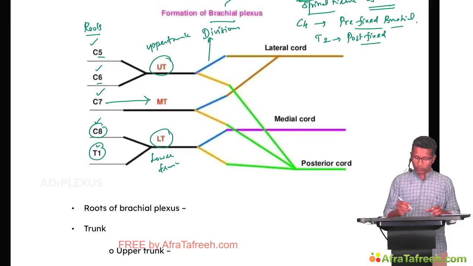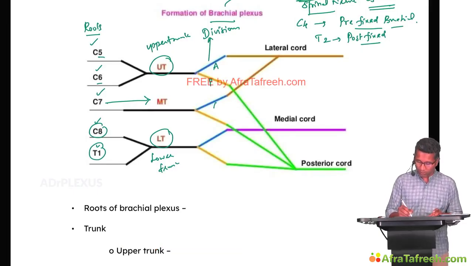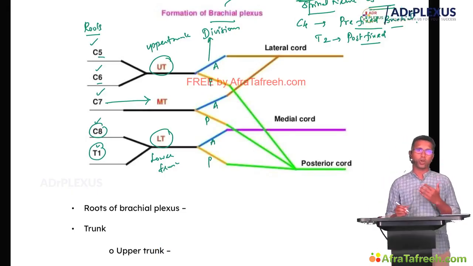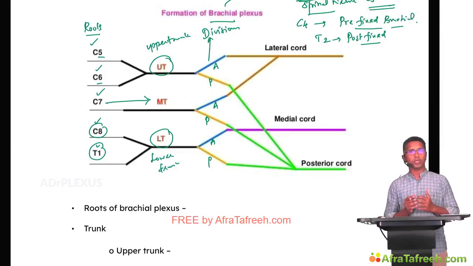Each trunk has 2 divisions. One is called an anterior division, another is called a posterior division. So similarly, you have anterior and posterior divisions in all the trunks. Now what happens to these divisions, guys? These divisions join to form the cords.